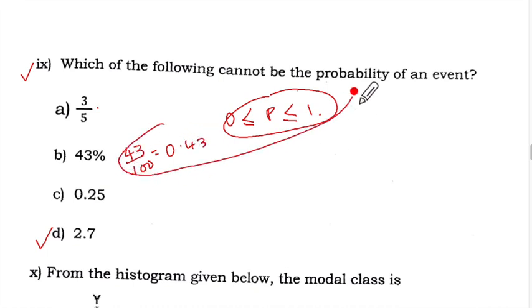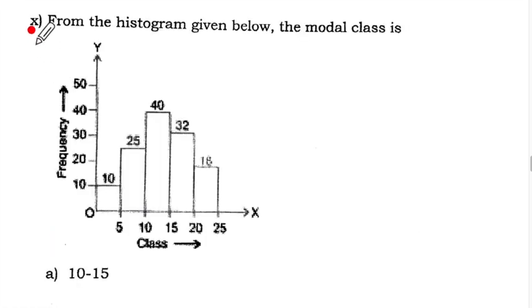Now all this you can either show somewhere in the rough work. You do not have to show your working for this. You only need to show what is the correct option. Keep that in mind. The last question of section A, the histogram given below, the modal class.